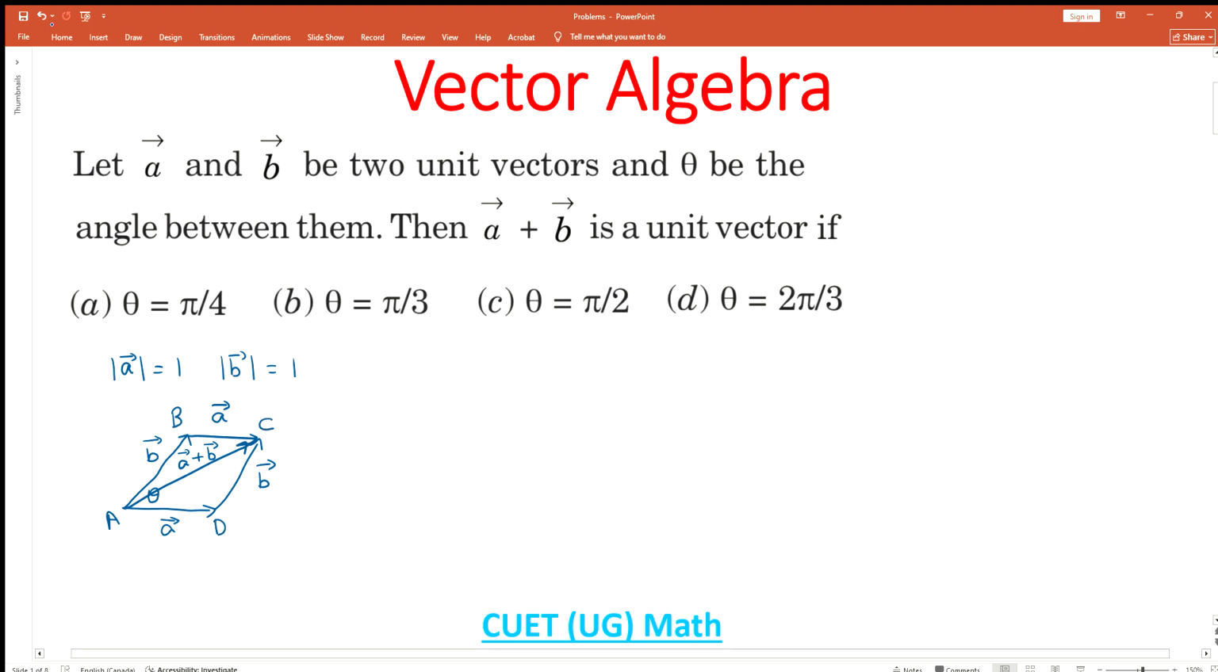We have to find the value of theta, for which A plus B is a unit vector. For that, we should analyze triangle ACD in this parallelogram. I'll draw it again on the board.